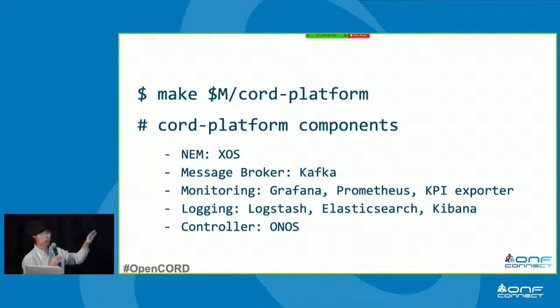And also this CORD platform by default installs the controller ONOS, because in the previous session we already told you we are going to use the controller ONOS and we need to insert the fabric configuration into these ONOS. But in this COMAC in a box, we don't consider the node connectivity on this side, so we don't use the fabric configuration in this part. So we can just check that these default CORD platform components will be installed by using the CORD platform Helm chart.